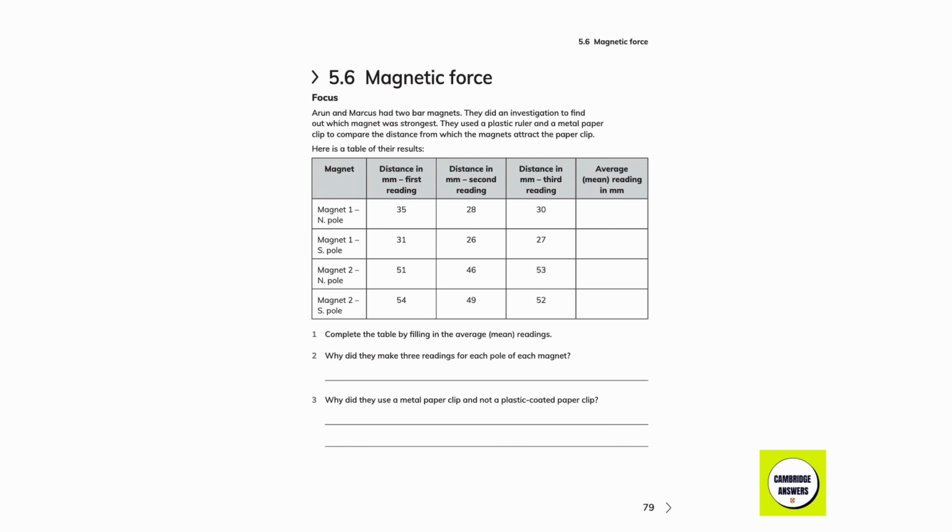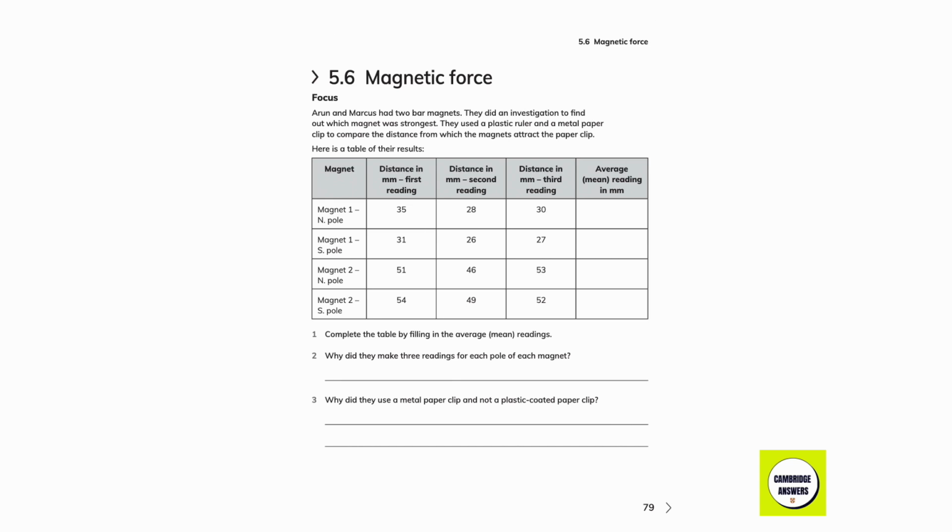Exercise 5.6, Magnetic Force. Arun and Marcus had 2 bar magnets. They did an investigation to find out which magnet was strongest. They used a plastic ruler and a metal paper clip to compare the distance from which each magnet attracts the paper clip. Here's a table of the results.